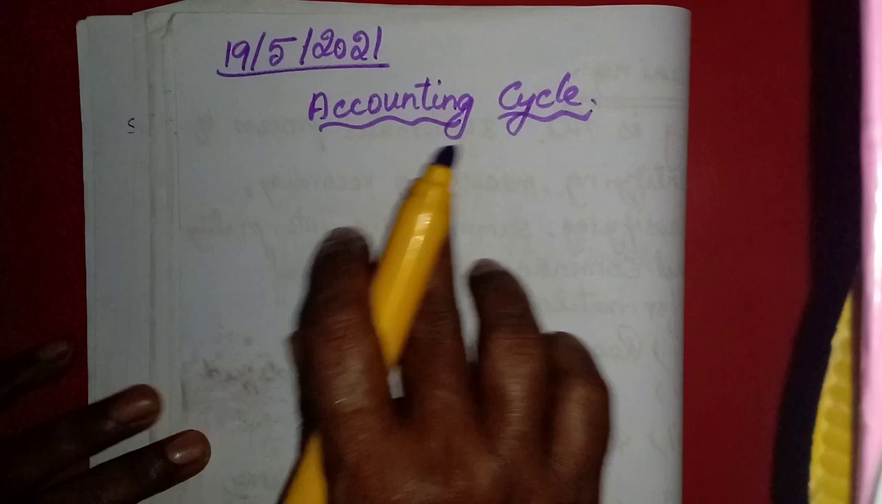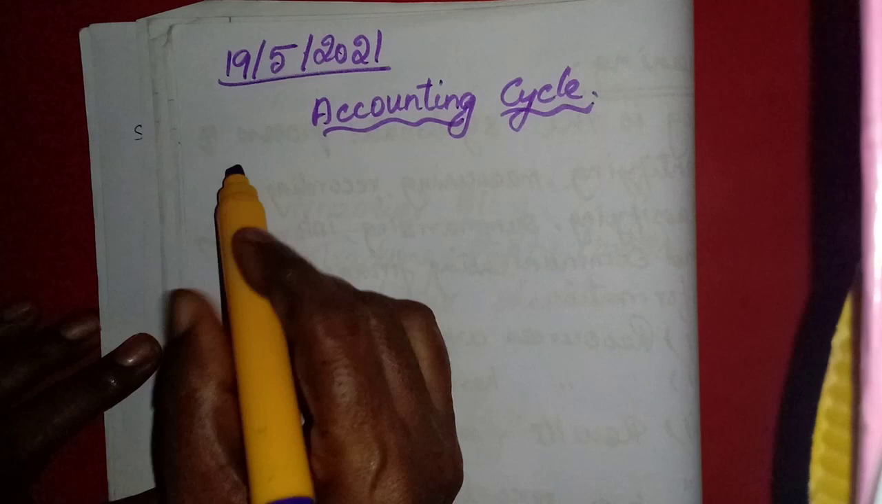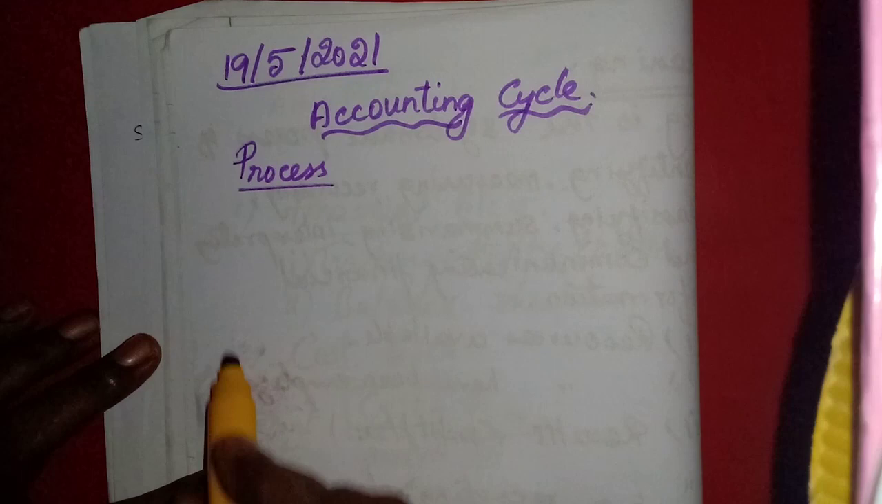So we can say accounting is a process. I told you it is a process. In the definition itself, accounting is a process we study. So many steps are there. What are the steps involved in the accounting cycle?